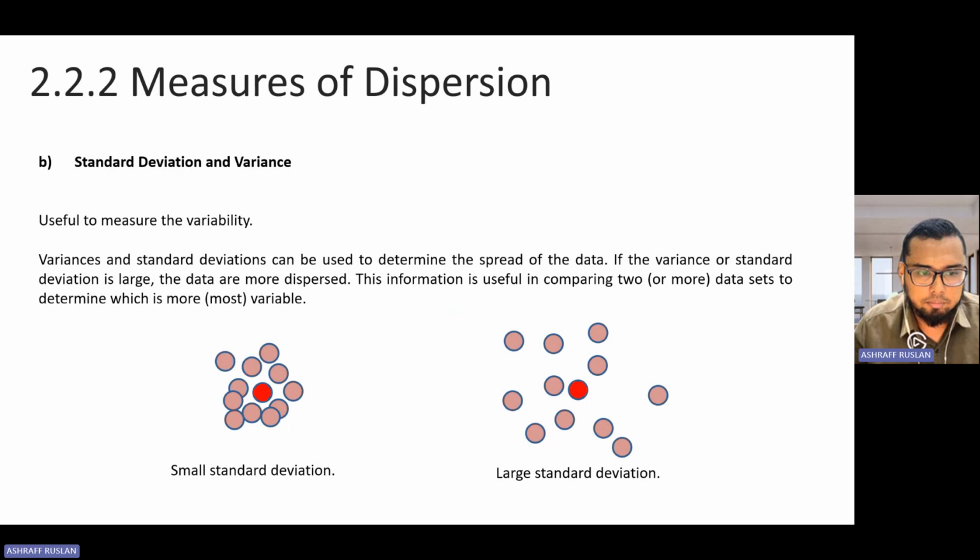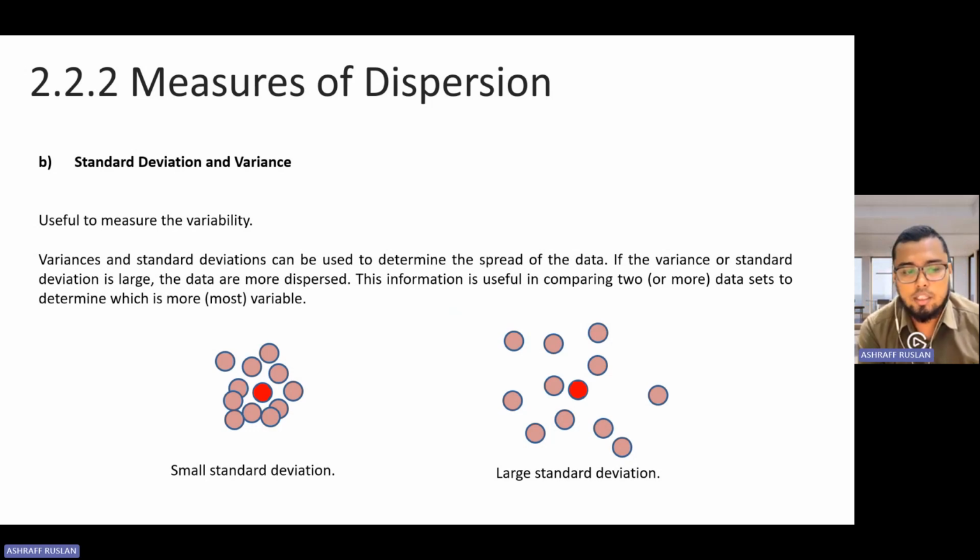there is a term, standard deviation and variance. Okay, serasa maybe ada yang pernah dengar, maybe ada yang dengar tapi tak faham sebelum ni. Okay, so the purpose of having standard deviation and variance is to measure variability. Okay, so these two can be used to determine the spread of the data. Okay, taburan data kita lah.